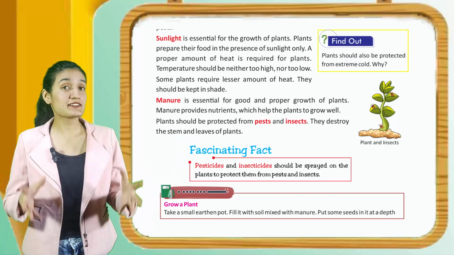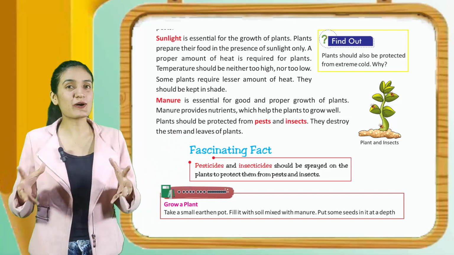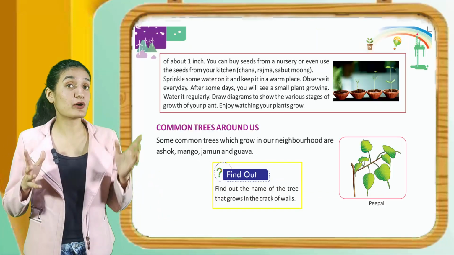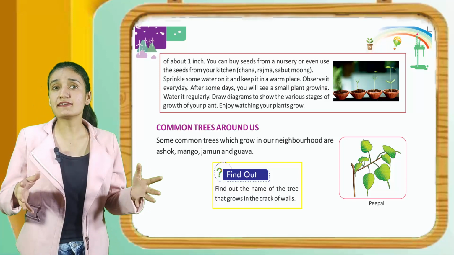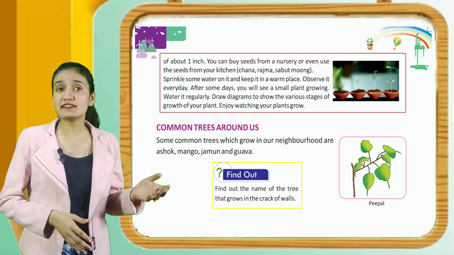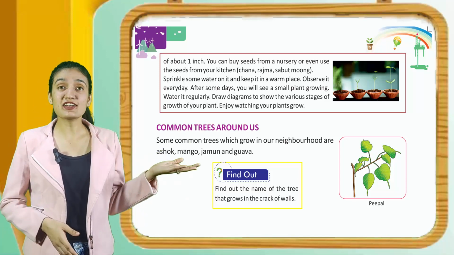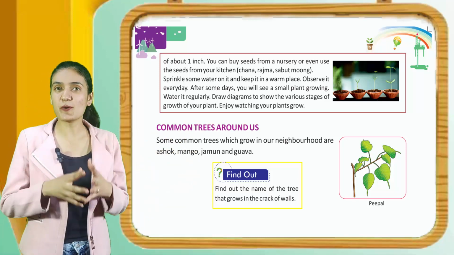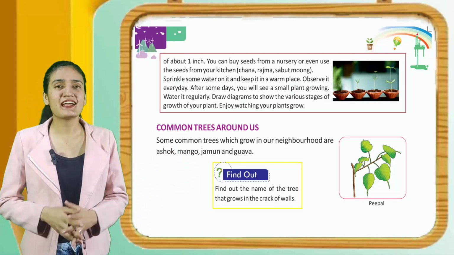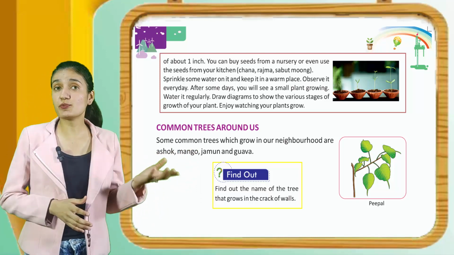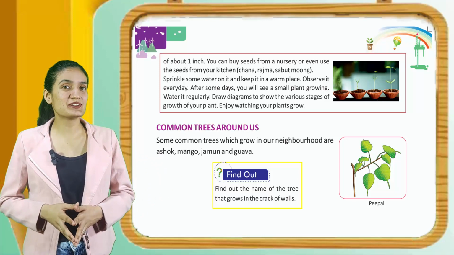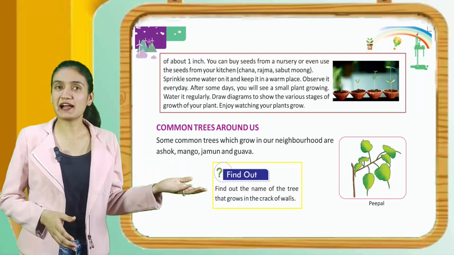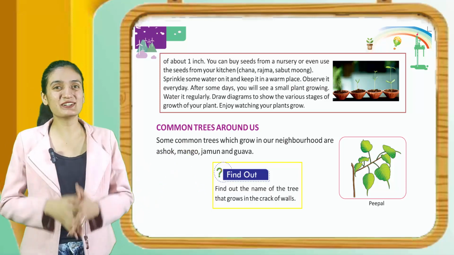Grow a plant. Take a small earthen pot. Fill it with soil mixed with manure. Put some seeds in it at a depth of about 1 inch. You can buy seeds from a nursery or even use the seeds from your kitchen: chana, rajma, sabut moong. Sprinkle some water on it and keep it in a warm place. Observe it every day. After some days, you will see a small plant growing. Water it regularly. Draw a diagram to show the various stages of growth of your plant. Enjoy watching your plants grow.